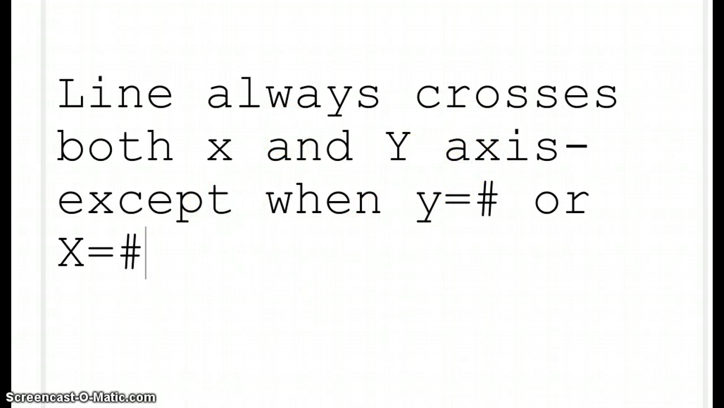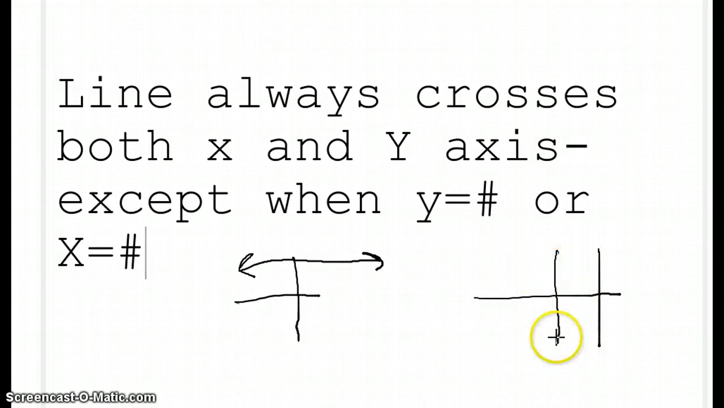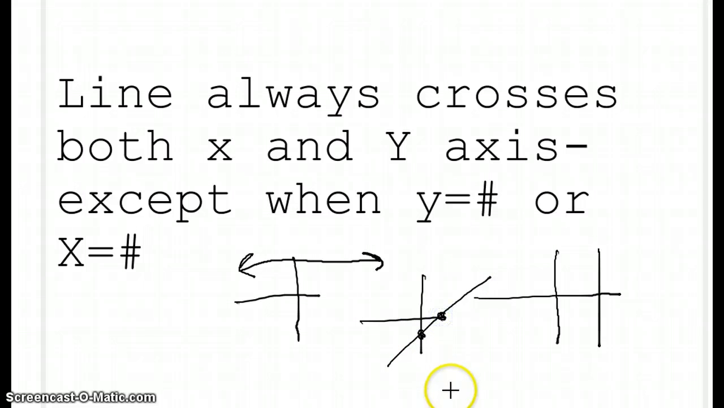The only time that doesn't come into play is when your y equals a number. When y equals a number, remember we talked about it in class today, we have a straight line, so it never ever crosses the x-axis. Or when we have x equals a number, it crosses the x-axis and never ever crosses the y-axis. So those would be the two exceptions. Other than that, it's impossible to draw a line without it at some point crossing both the y and the x-axis.